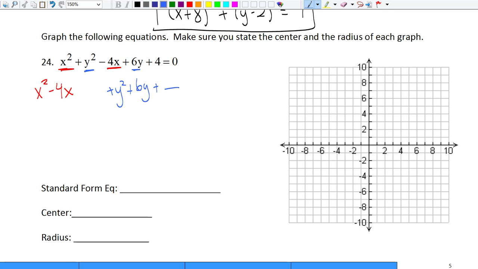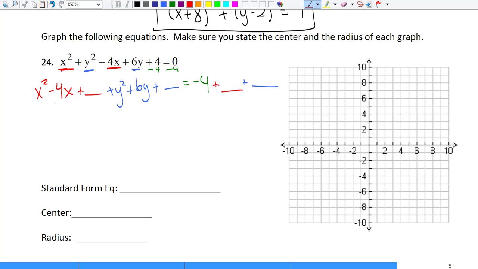I'm also going to put a blank after the x terms and a blank after the y terms. And then that 4 that was all by itself, the constant, I'm going to move to the other side. Now I put blanks in here because I'm going to come and complete my square. And I'm going to add something on the left to complete my square. So if I add something to the left, then I have to add something to the right to keep it fair or equal.